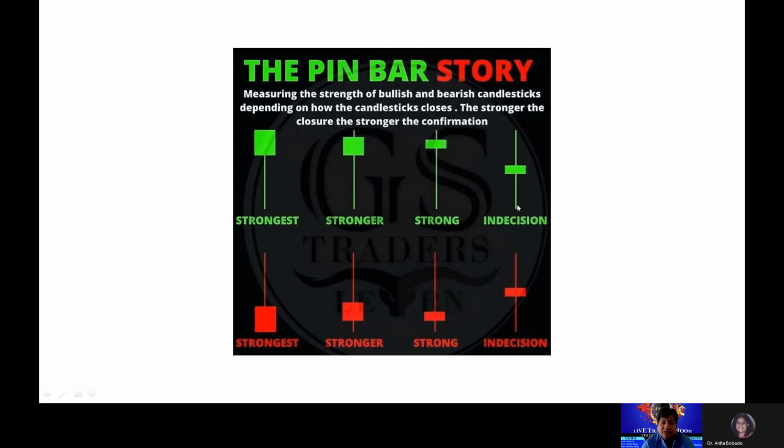So basically, measuring the strength of a bullish and a bearish candlestick depends on how the candlestick closes. The stronger the closure, the stronger the confirmation. Look at this. It's a strong candle. It's just the representation of a hammer candle. It must have opened up somewhere about here, gone down and again went up and closed here, which means it's ready to take off from this part. This is the strongest because it doesn't have a wick, it doesn't have a high. It closed at the higher level. In this case, this candle is a strong candle, but it has gone high and just retraced a bit. So the word of today is retracement.